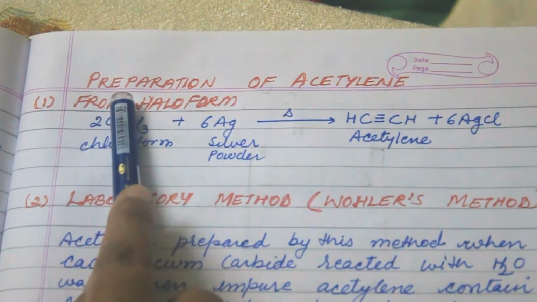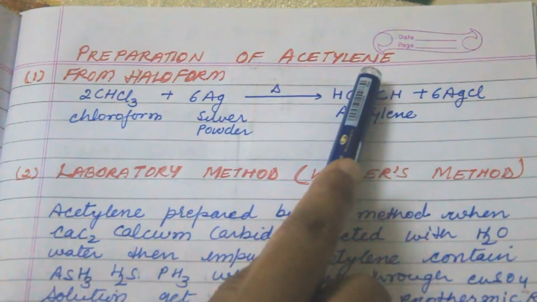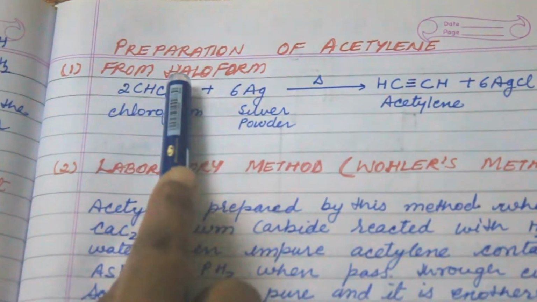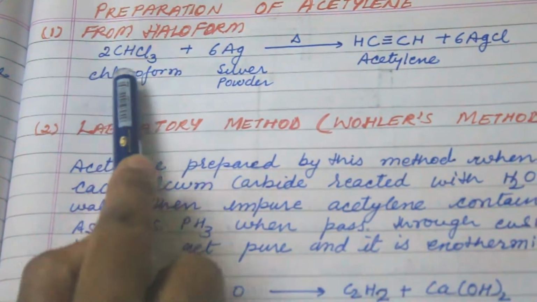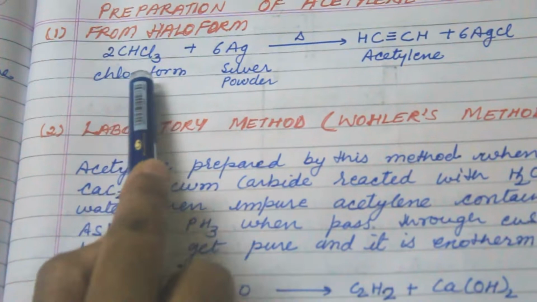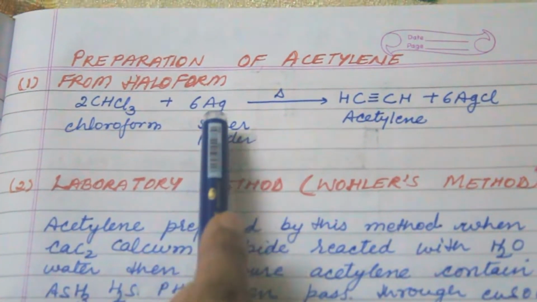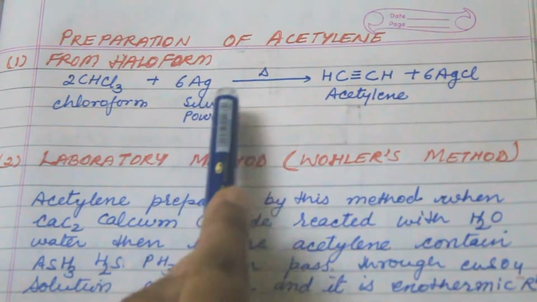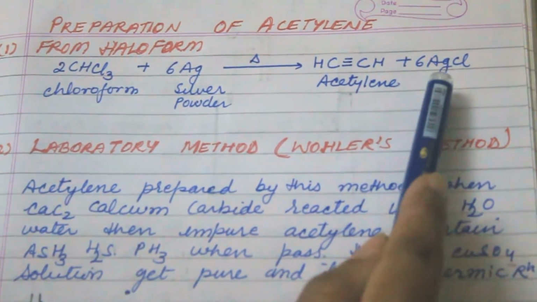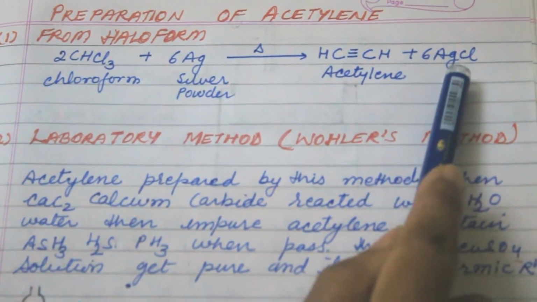Students, today my topic is preparation of acetylene from haloform. This is chloroform. Because of halogen it is also known as haloform. CHCl3. When two molecules of chloroform react with 6 atoms of silver powder in presence of heat, it forms acetylene and 6 molecules of AgCl.